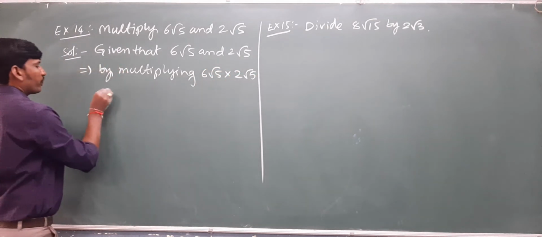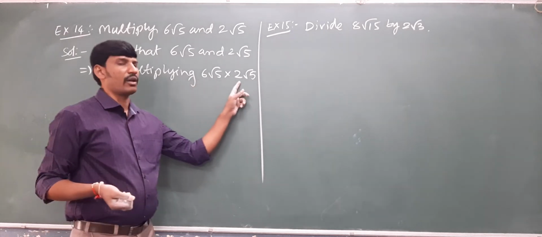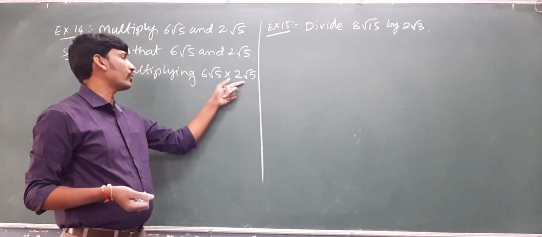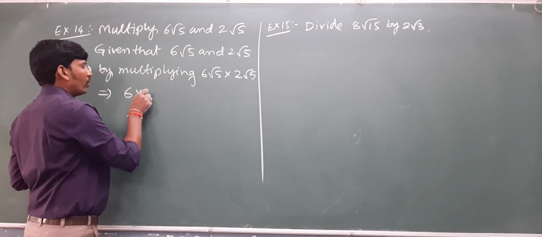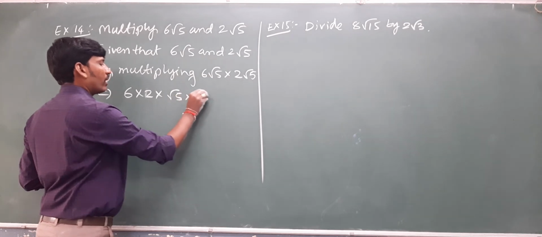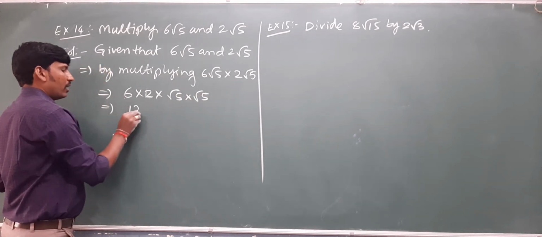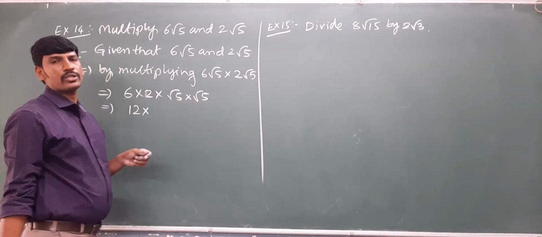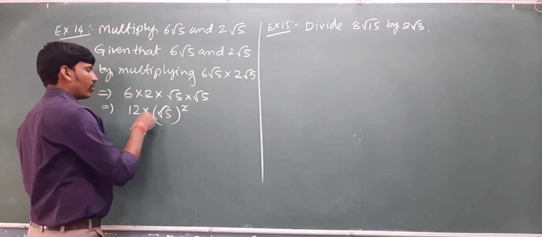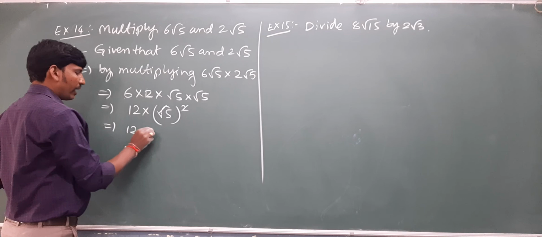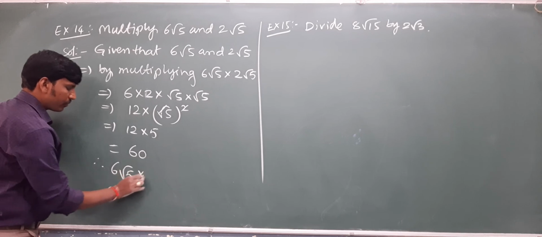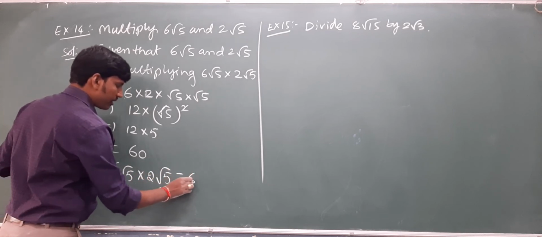So you should multiply first of all this numerical value to this numerical value, the numbers before the square root. 6 into 2, and then root 5 into root 5. Clear? Now 6 twos are 12, and root 5 into root 5 is root 5 whole square. The square and the root cancel, you will get 12 into 5, which is equal to 60. So therefore 6 root 5 into 2 root 5 is equal to 60, the answer.